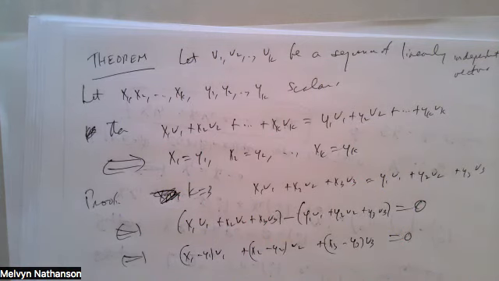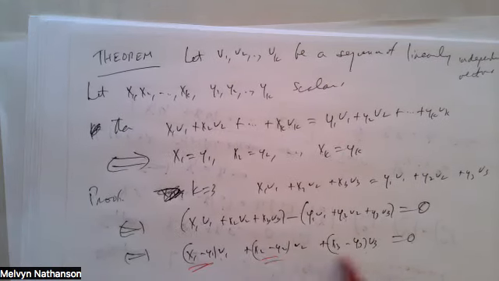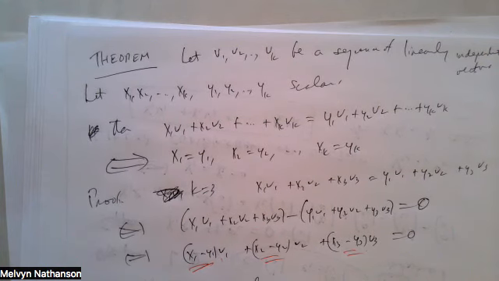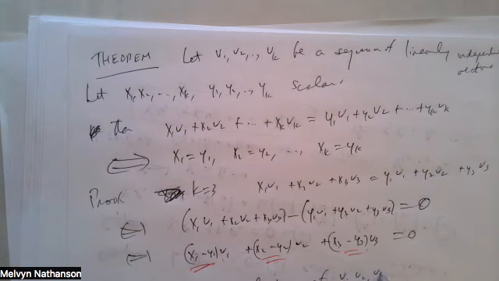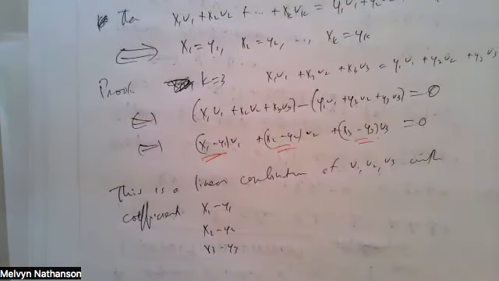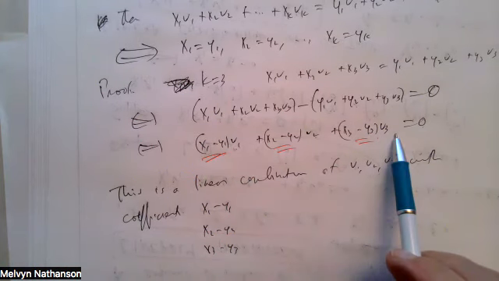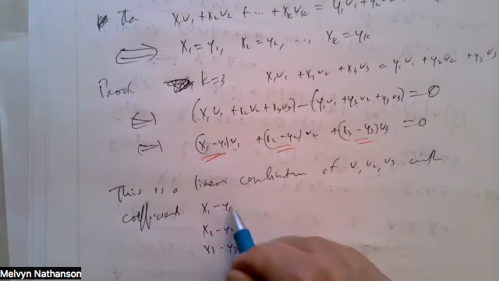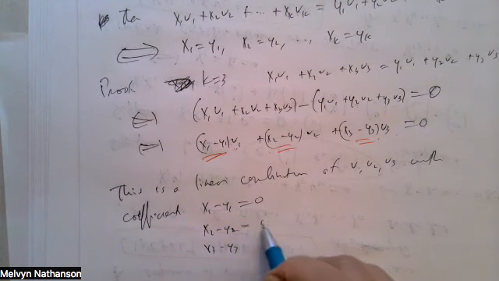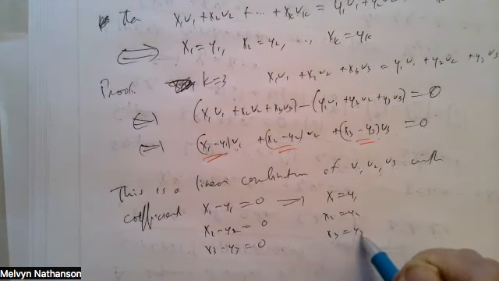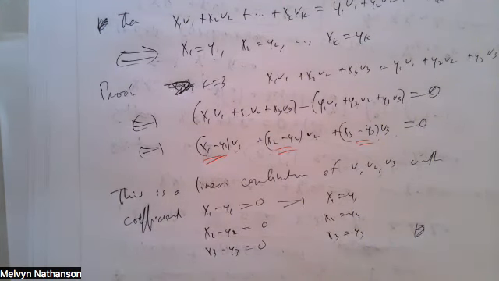But what is this? This is a linear combination of v1, v2, and v3 with coefficients x1 minus y1, x2 minus y2, x3 minus y3. But if the vectors v1, v2, and v3 are linearly independent, the only linear combination equal to 0 is the one where all the coefficients are 0. So x1 minus y1 has to equal 0, x2 minus y2 equals 0, x3 minus y3 equals 0. So this means x1 equals y1, x2 equals y2, and x3 equals y3. And that's the proof. That's done.